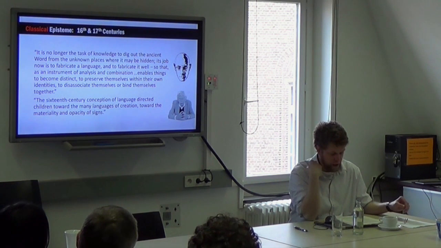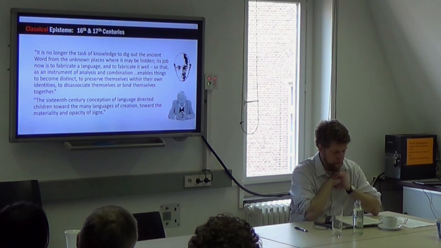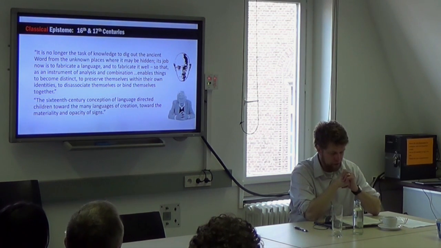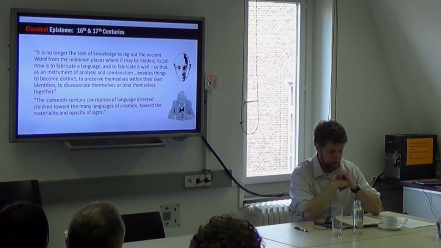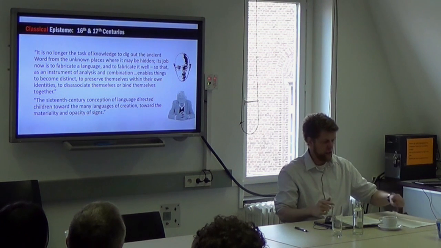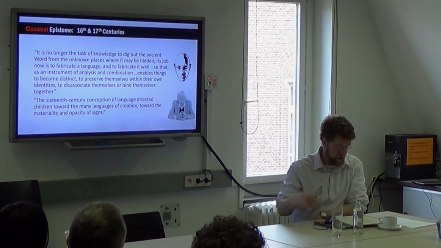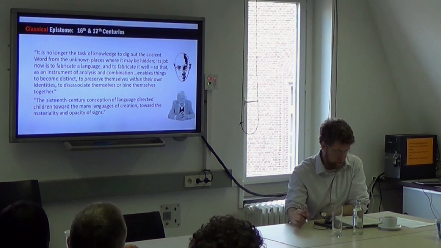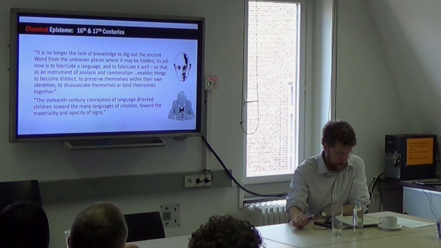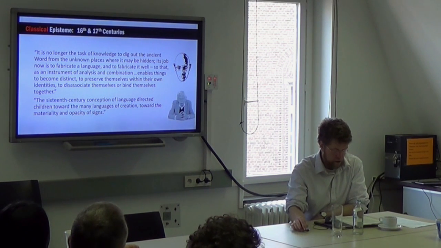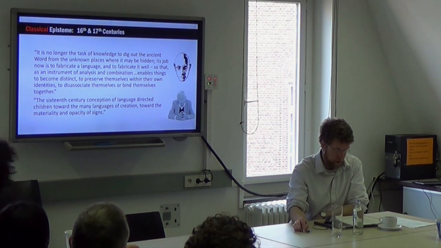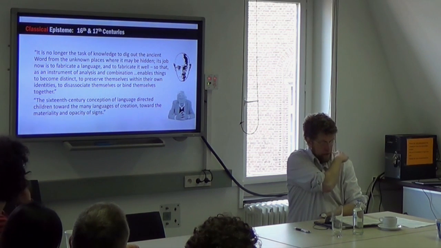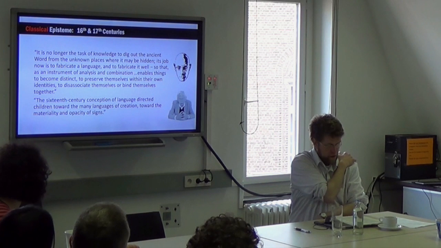Its job is now to fabricate a language, and to fabricate it well, so that as an instrument of analysis and combination, this language may enable things to become distinct, to preserve themselves within their own identities, to disassociate themselves or bind themselves together. So language, in other words, is no longer something that is echoing from a distant ancient past, from the ancients and from God's act of creation. Rather, it is analytic and taxonomic. It is a tool that is used to designate and dissect phenomena from both the natural and human worlds, and to perform logical operations on these phenomena. In this way, language is a tool or set of techniques to arrive at the truth.